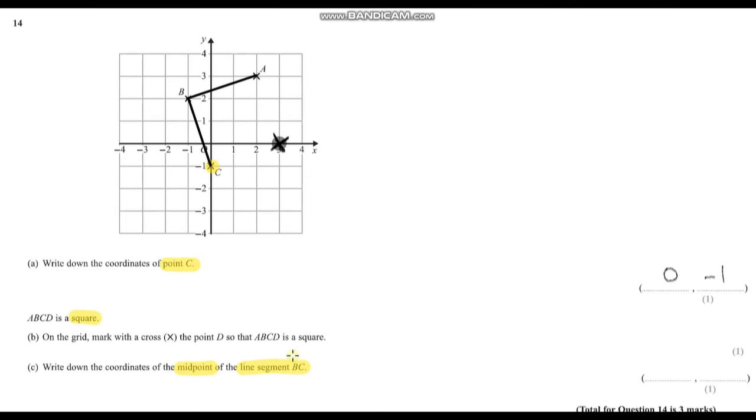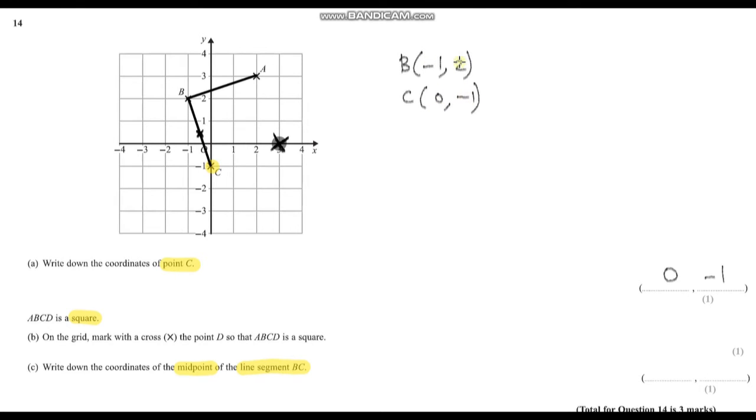So first of all, what is line segment BC? Well, that's this line segment here. So we need to find the midpoint of this line here. And just doing it by eye, I think it's going to be around here somewhere. But let's get an exact value. To calculate the midpoint, we just need to take the average of the x and the y coordinates. So let's write down what the coordinates B and C are. B is -1, 2. And C, we already know what C is. That is 0, -1.